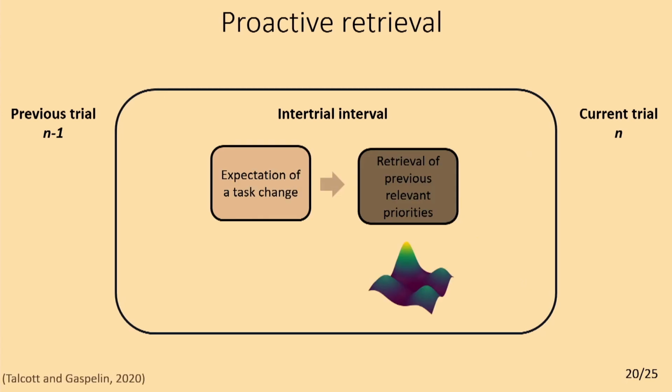An alternative that we call proactive retrieval is a variation of an idea recently suggested by Talcott and Gaspelin. It suggests that when we expect a certain task, we retrieve the last encounter with this task and prioritize the location that was selected during this encounter. So when the task changes from the previous trial, there is little or no location priming because the previous trial is not the relevant memory trace.